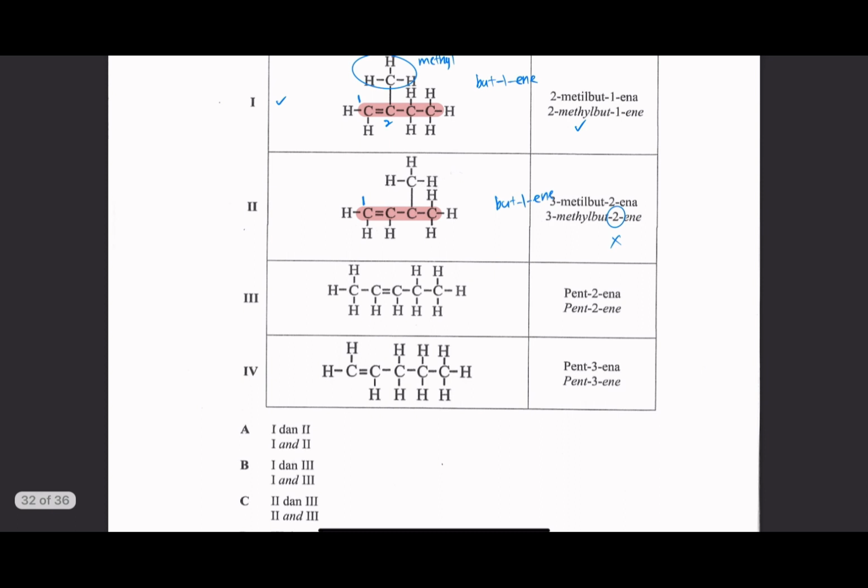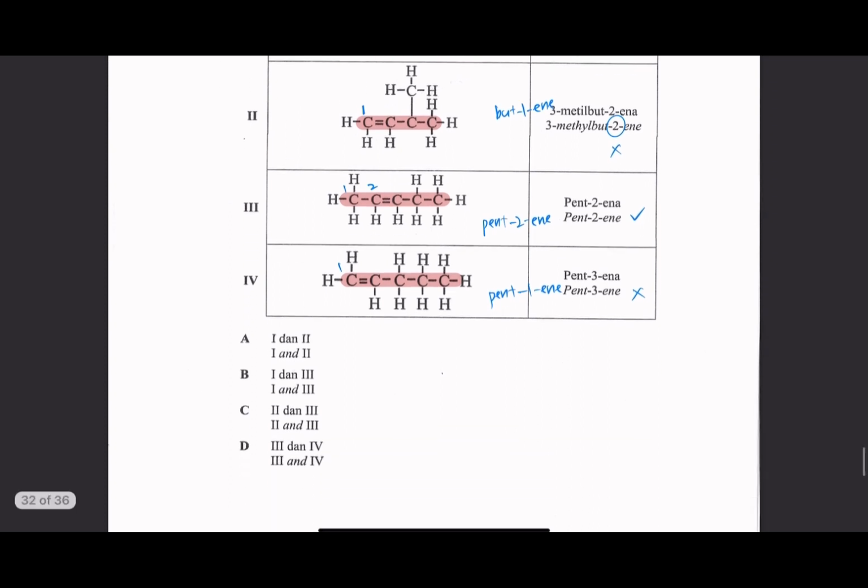Number 3, the longest carbon chain, 5. So it's a pentene, and the double bond is in the second carbon. Correct. So the last one, longest carbon chain, 5, and the double bond in the first carbon. Okay, this one is incorrect. So the corrections are 1 and 3.